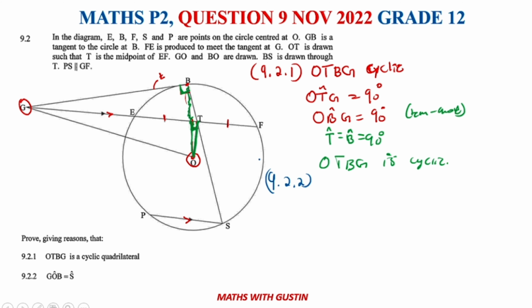What is the question saying? It's saying that we need to prove that GOB is equal to S. Let's see now. Let me remove that. Okay, there's G there, there's O there. Let me see, it's GOB. Okay, all right, good stuff. So they're saying we need to prove that angle GOB is equals to S. Where is S? S is right here.